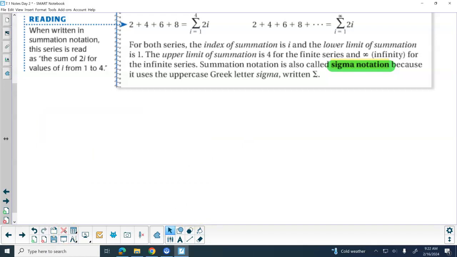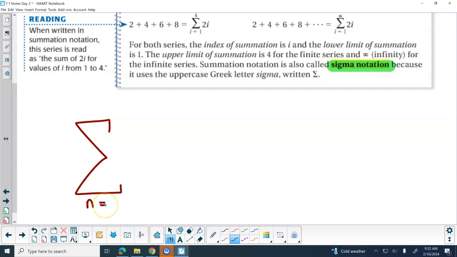Okay? So we have the Greek letter sigma, which is that fancy big old E. And it is going to have, typically it's an N, sometimes it's an I, though. But typically it will have your variable down there. And then it's going to have a starting number.